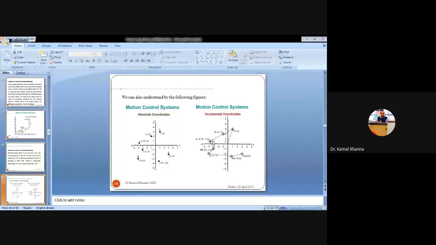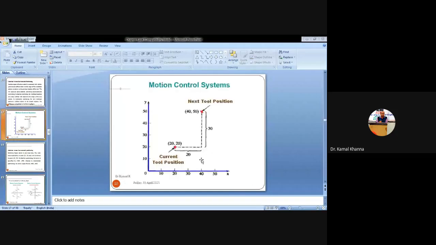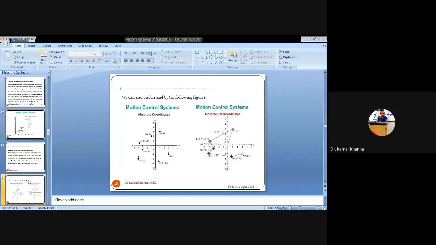Here the origin is floating and it is not fixed in the case of the incremental motion control system, whereas in the case of the absolute control system, our origin is always fixed. As you do in mathematics, your origin is always fixed and you find all the coordinates of that particular position of the tool with respect to the same origin. Whereas in the incremental coordinate system, your previous point or the current position of the tool will become the origin, the 0, 0, for performing the operation on the next position of the tool.